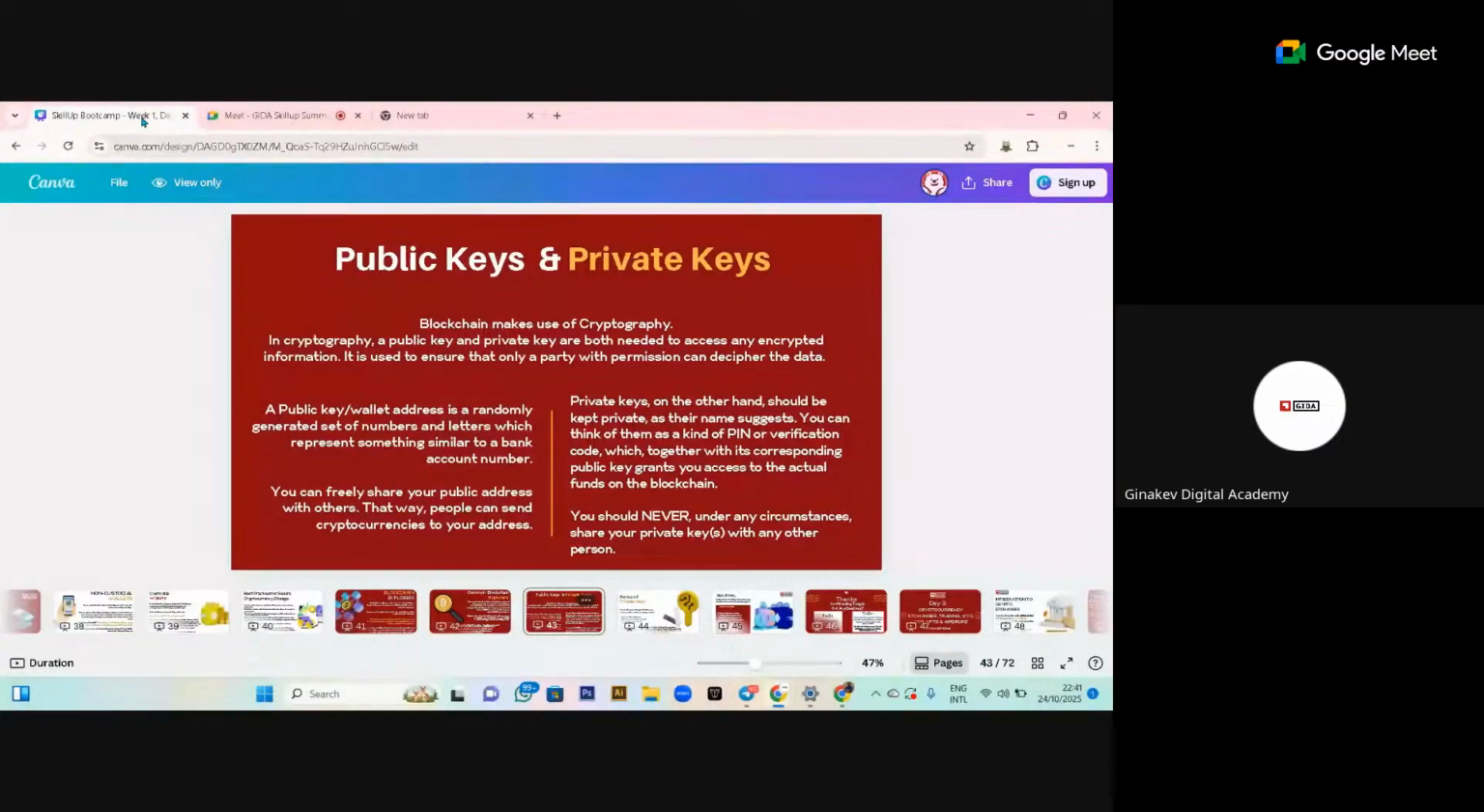Now, your public key is like your wallet address. Are you guys getting me? Your public key is your wallet address. Some of you think that since it's my wallet address, they can't use it to hack my wallet. Anybody can have it. Have you seen the amount of information I was able to get from just this?